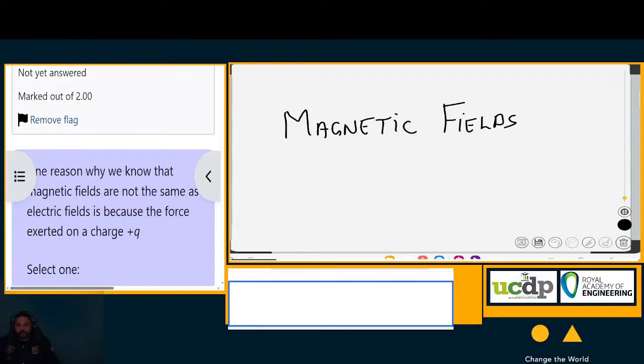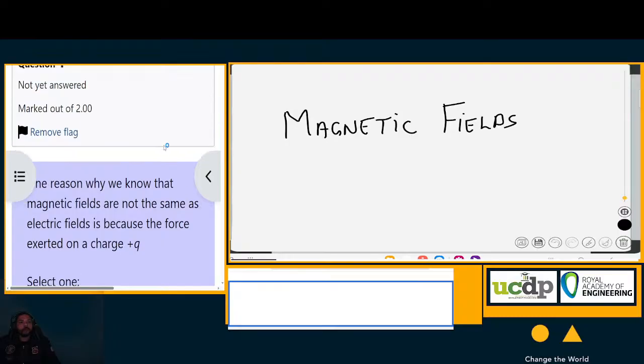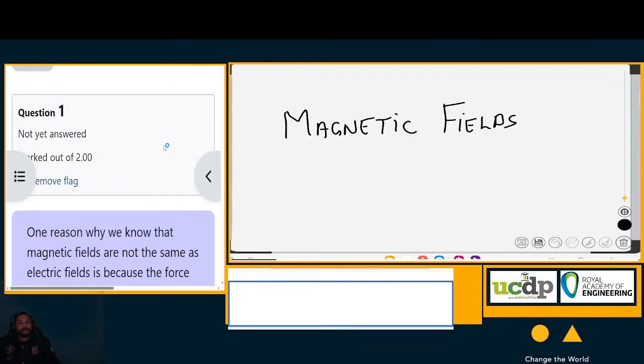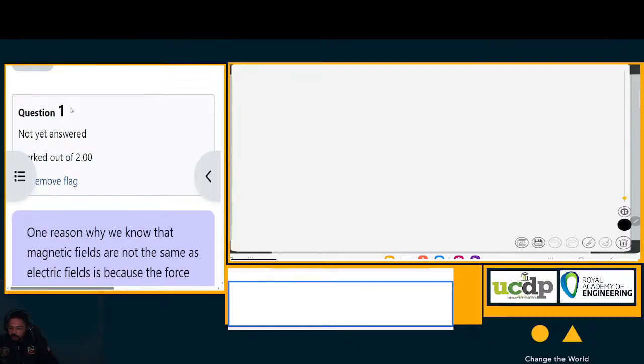I just want to shift here quickly. But before I do that, just some background before I start on magnetic fields. Okay, if someone is recording. Okay, magnetic fields. I'm going to start now. Just a little bit of a revision on magnetic fields.